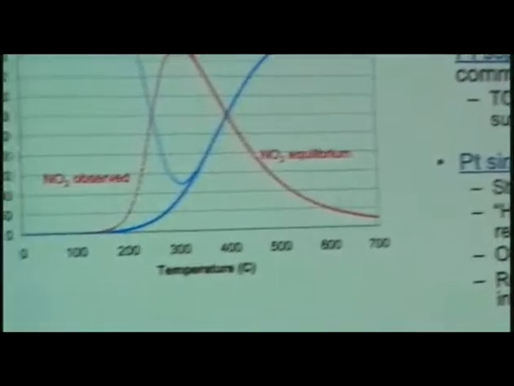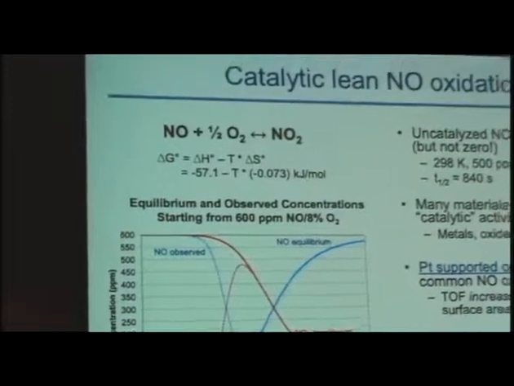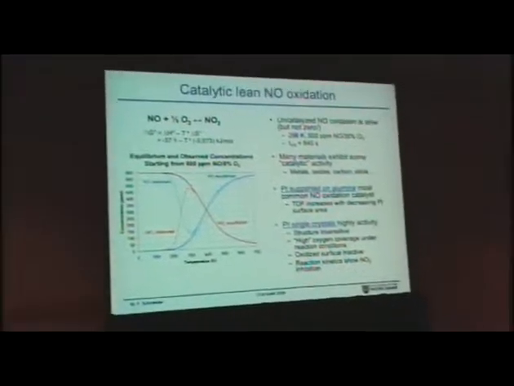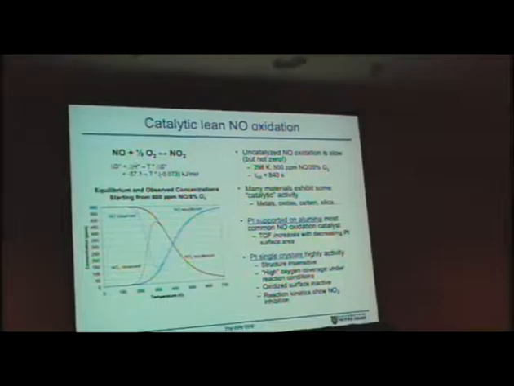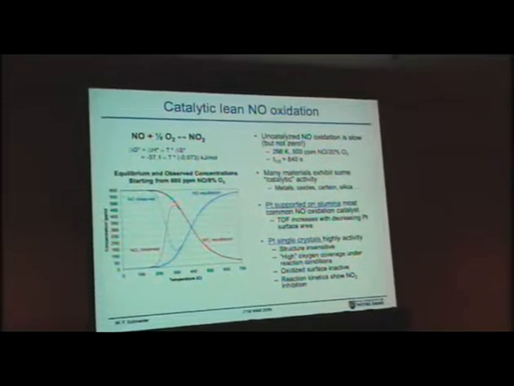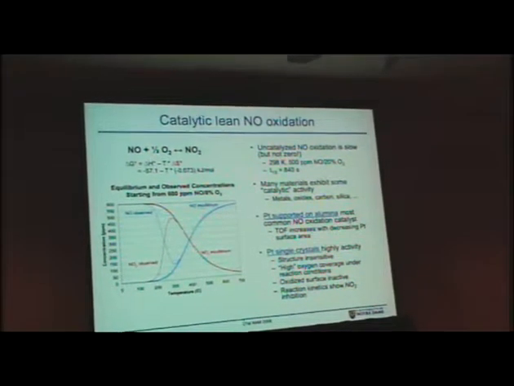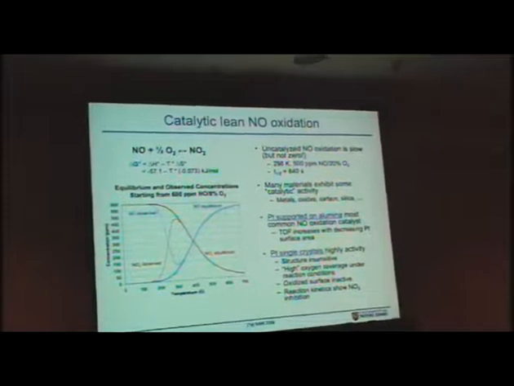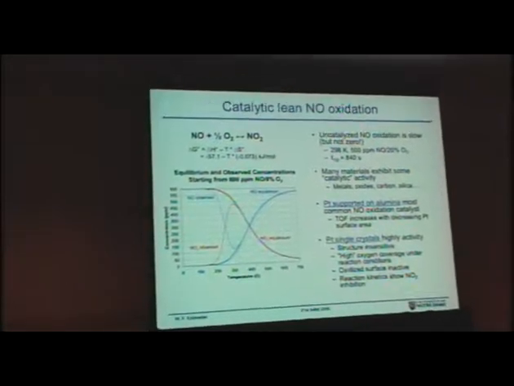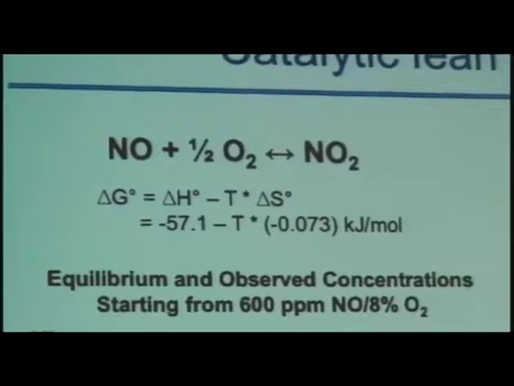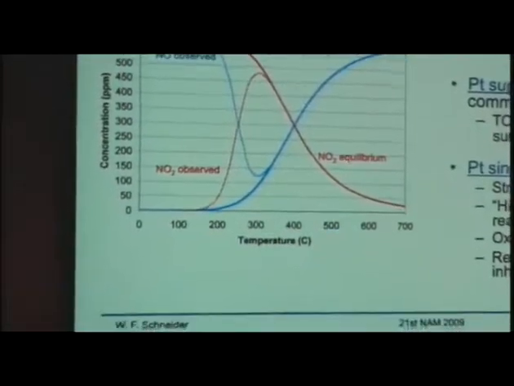Platinum is the most common NO oxidation catalyst. It's used commercially for that, with platinum supported on alumina and other oxides. It's observed that the turnover frequency actually goes up as the catalyst particle size increases. And in fact, if you look at very low surface areas, single crystals, they have very high activity for NO oxidation. So for a modeler like me, that's a nice thing. That means I can unapologetically model this chemistry on the simplest surface model, which is platinum 111.